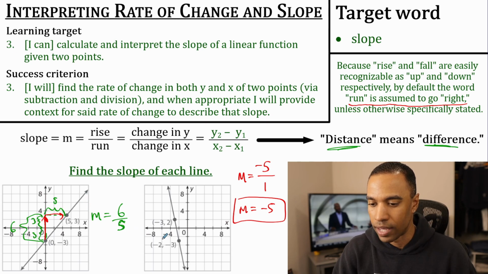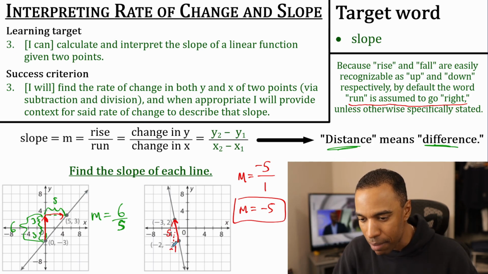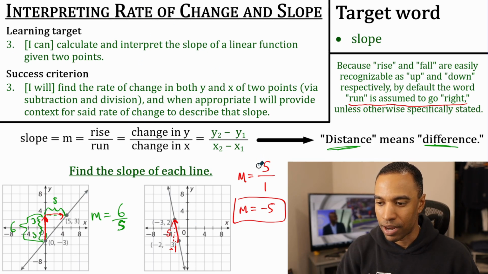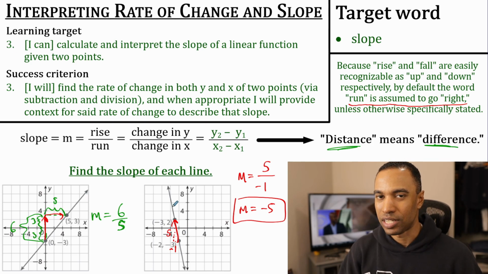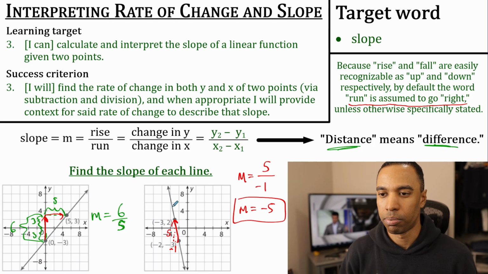But you could go this way. I could go up and to the left. But now I'm rising 5 and I'm running 1 to the left. That makes the 1 a negative. The 5 is now positive and the 1 is now negative. Does that change my answer? No, it's still a negative 5. But people will forget that you're running to the left. That's why I say just make run be to the right and it's no problem here.